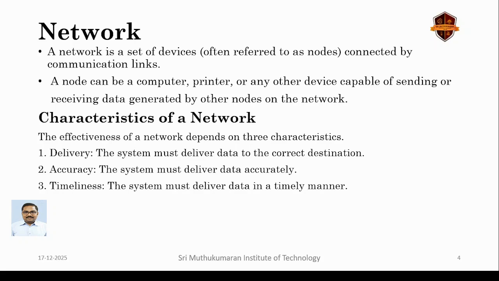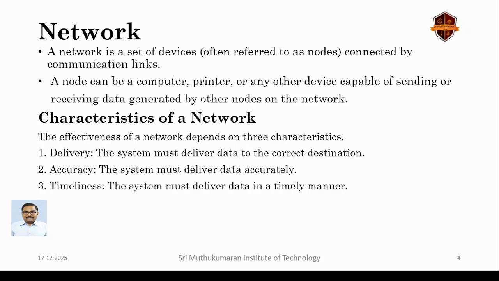Secondly, accuracy. The system must deliver the data accurately. The meaning is that the entire data from the source must reach the destination in an accurate manner without any loss of data in between. That is what is called accuracy.